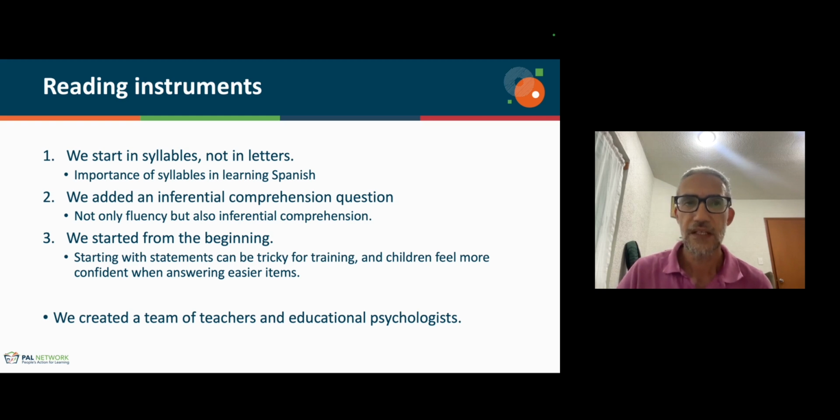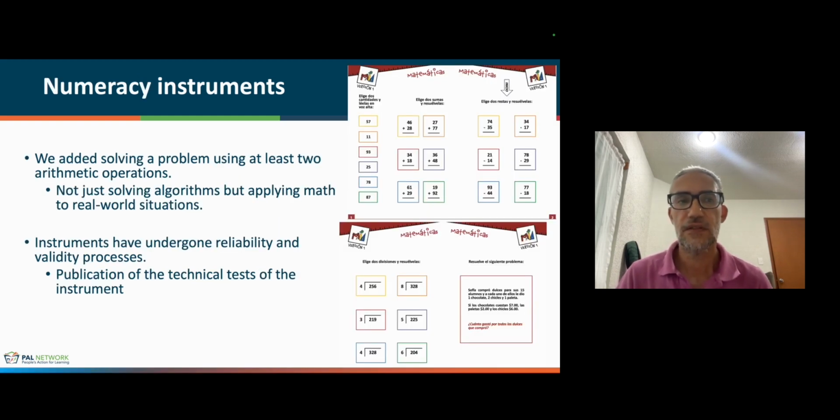In the numeracy instruments, we added solving a problem using at least two arithmetic operations, not just solving an algorithm, but applying math to a real-world situation. This is the idea behind adding this problem-solving item.